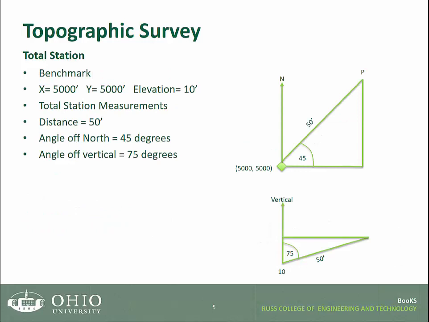Stop the video here and find the location and elevation of point P. Using Pythagorean theorem and the acronym SOHCAHTOA, the length of the triangle sides and thus the coordinates of the new point can be found.